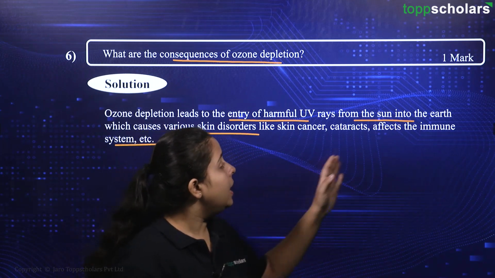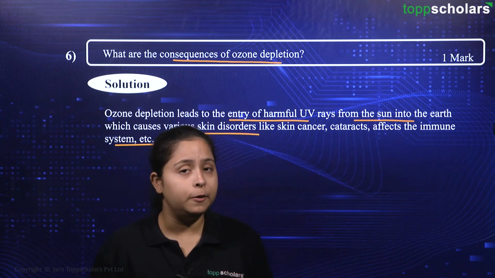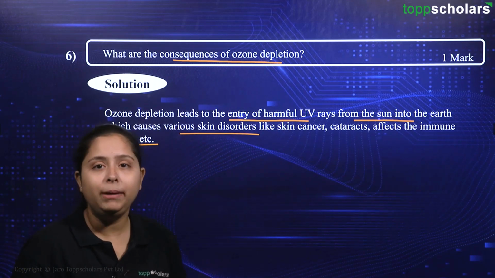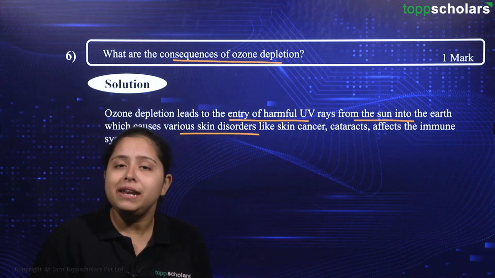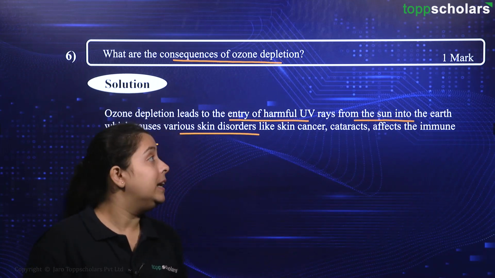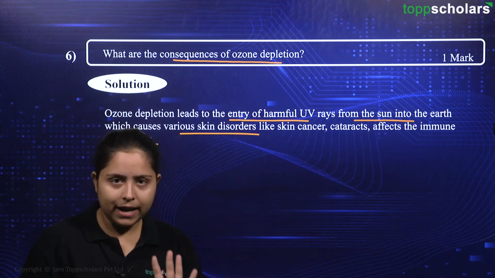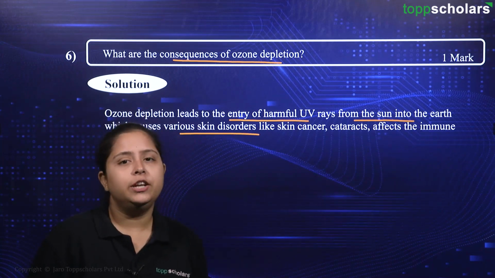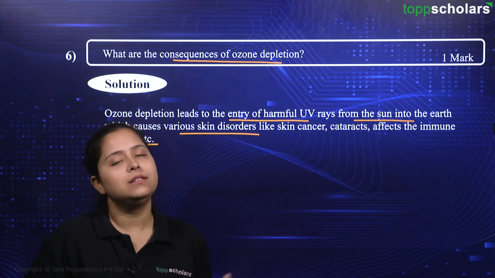Okay. Then our immune system will also be affected. So these are the harmful effects of the ozone depletion. Hence, we should minimize the causes that are leading to ozone depletion, right? So as to preserve the ozone layer and eventually to preserve our health on this earth.